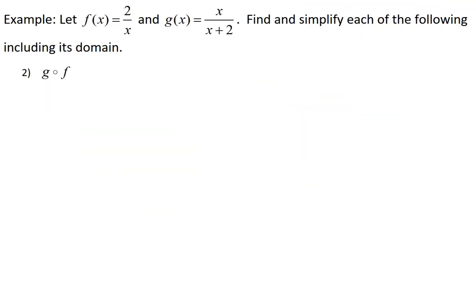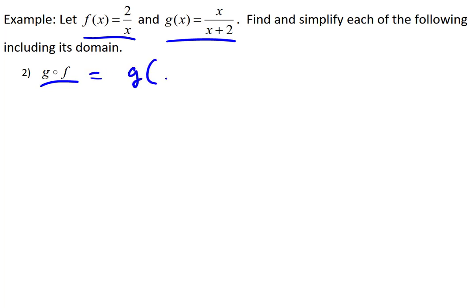Let's consider a second example where the functions are defined the same. f of x is 2 over x, and g of x is x over x plus 2, but this time we want to find g of f of x and its domain. Notice the order of these functions is different from the first example. Now g is the first function and f is the second. That matters because that changes which function is the inner function.